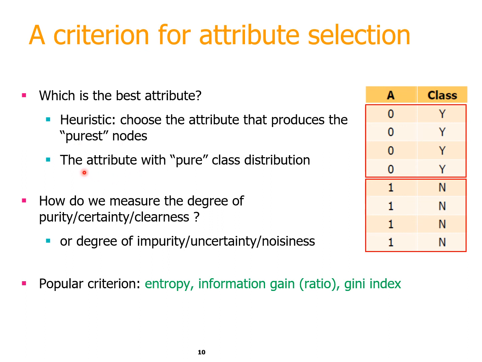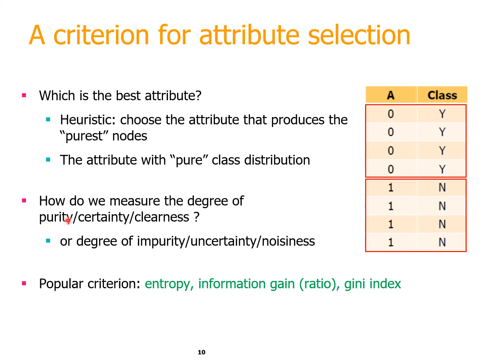So we are looking for an attribute with pure class distributions. This case is kind of extreme. In reality, we are looking for an attribute whose attribute values generate class distributions as close as possible to this. Okay, that's the attribute we are looking for.